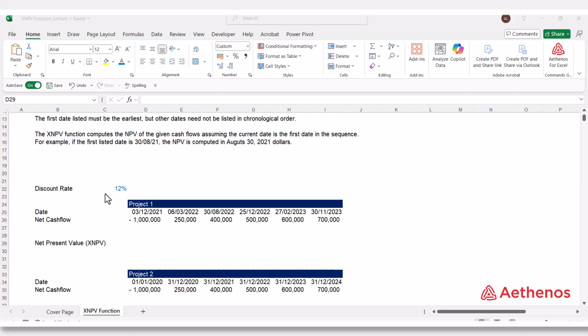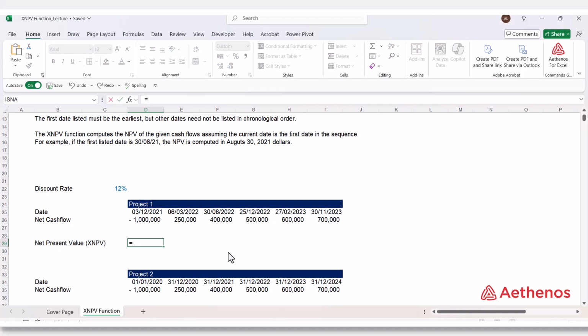So let's look at an example. We got a 12% discount rate or weighted average cost of capital for this company. And these are the dates starting from 3rd December 21. So this is the earliest date. And these other dates can be in random order as well. So then we got the cash flows. And then we can calculate the net present value using the XNPV.